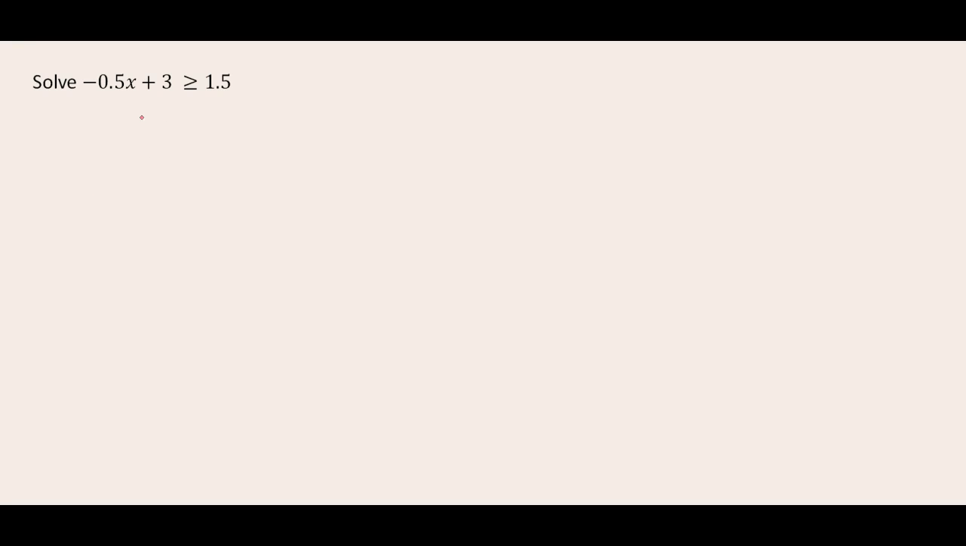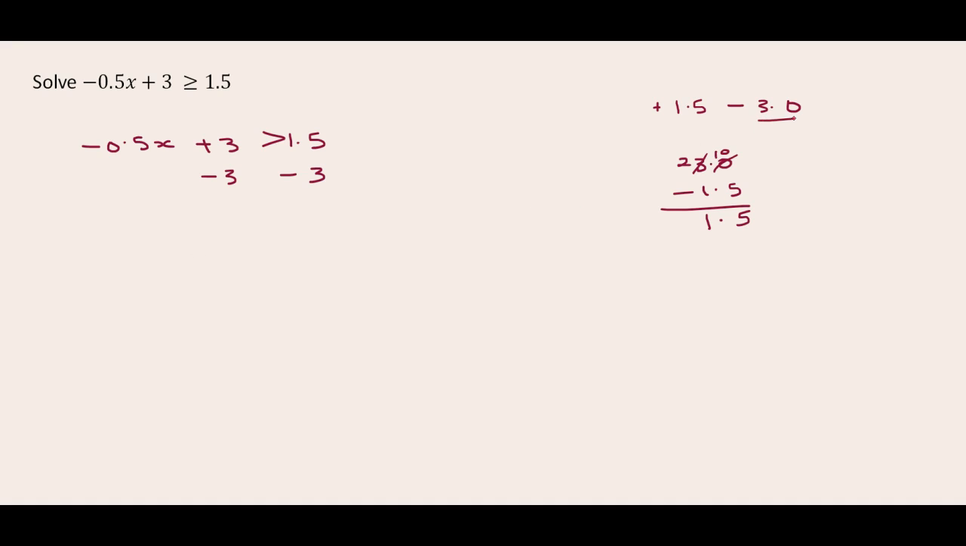Now we have a situation here. We have negative 0.5x plus 3 greater than 1.5. I'm going to subtract 3 because I need to isolate the variable. So I subtract 3 from both sides. So I have 1.5 minus 3.0. Because the signs are different, I'm going to subtract 1.5 from 3. So this is 2, now it's 10. 10 minus 5 is 5. 2 minus 1 is 1. And then we give it the sign of the larger value.